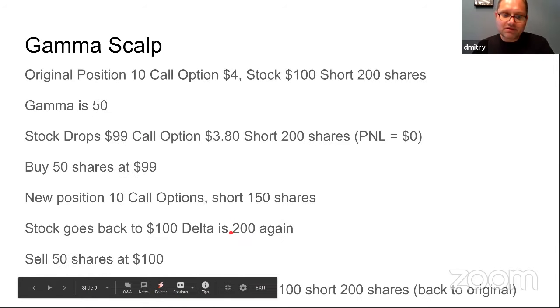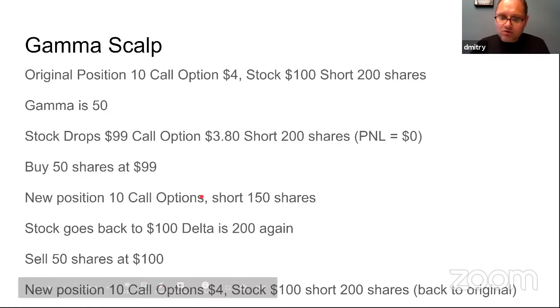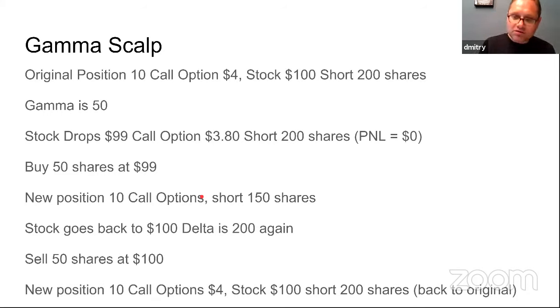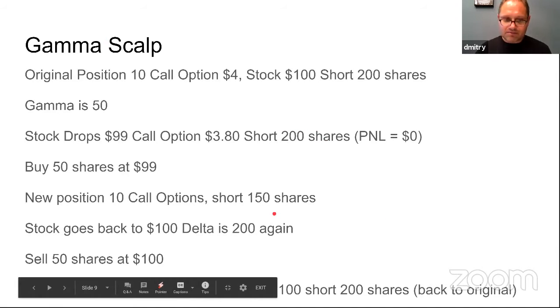Do you see what happened? Based on this stock movement, we got back to our original position, but in between, we bought 50 shares at 99 and we sold it back out at 100. What does that do? We scalped it for $50. Hopefully you guys see that.